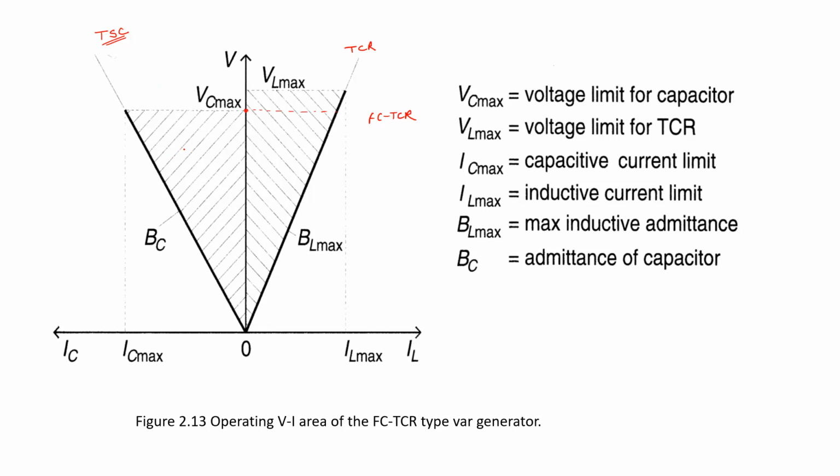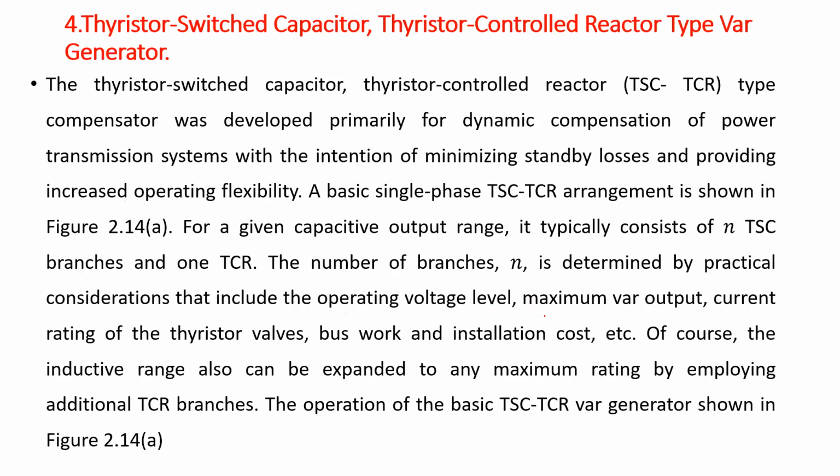Now, as this is a fixed capacitor, it is possible to have a number of capacitors in the system. For example, we can make it a thyristor switched capacitor, isn't it? This is not a thyristor switch, it is a fixed capacitor over here. So we can make a thyristor switched capacitor with a thyristor controlled reactor. Meaning one part is a thyristor controlled reactor and one part is a thyristor switched capacitor. So this is the case.